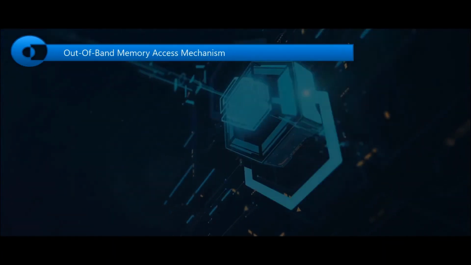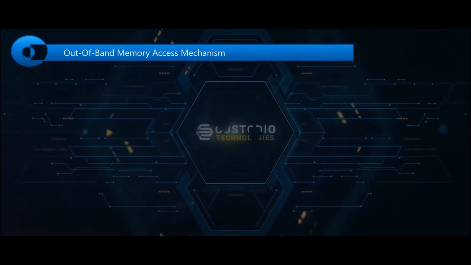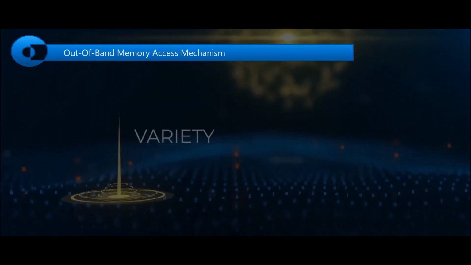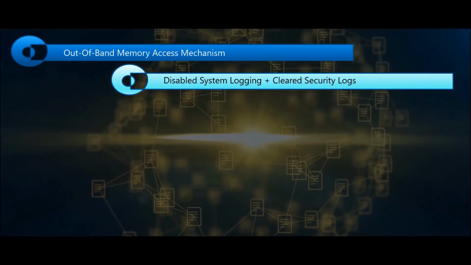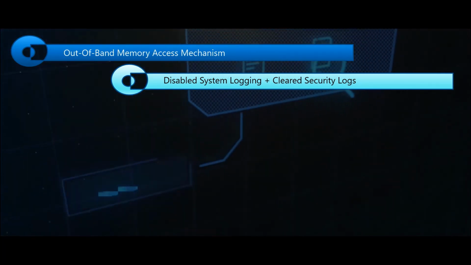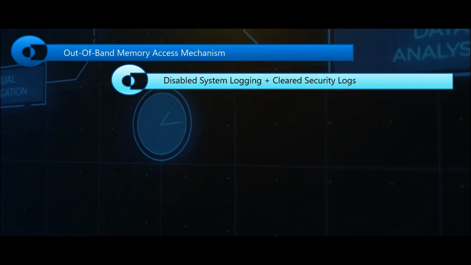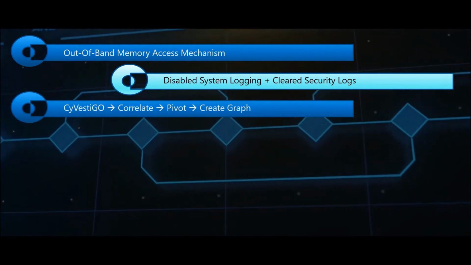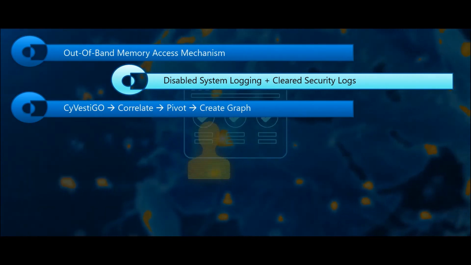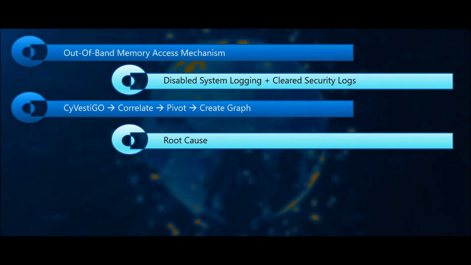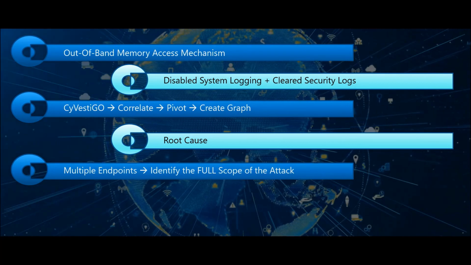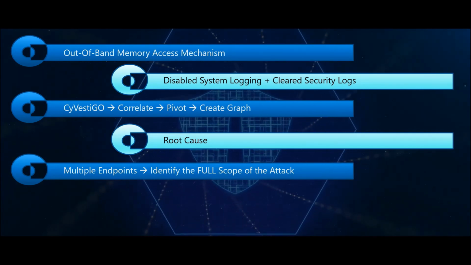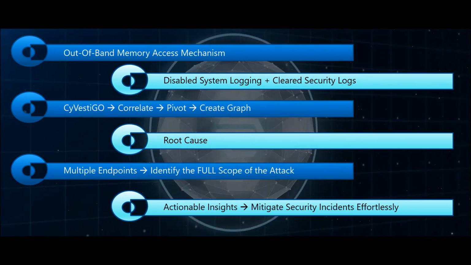In conclusion, our DPU agent used the out-of-band memory access mechanism to extract the events of interest from the server's memory and ingested them into the log repository. Despite the adversary disabling system logging and clearing security logs, the DPU agent detects this activity in the memory and generates the log. CyVestiGO queries the log repository. The core of CyVestiGO correlates and pivots across the events of interest and visualizes the timeline of events, zeroing in on its root cause. Correlating multiple endpoints is required to identify the full scope of the attack. Together, CyVestiGO and NVIDIA DPU provide actionable insights for the analyst to mitigate security incidents effortlessly.